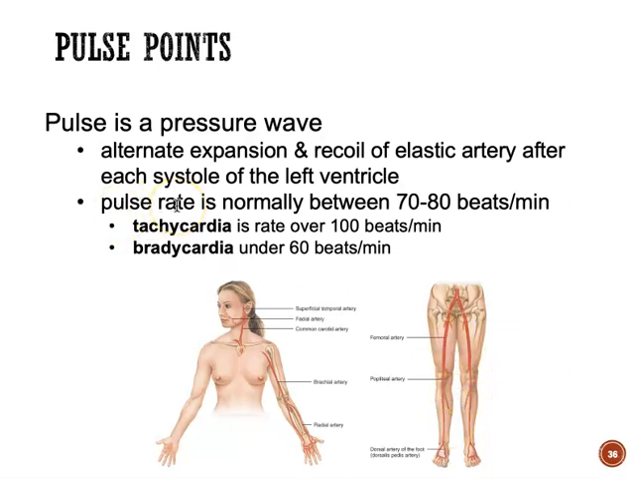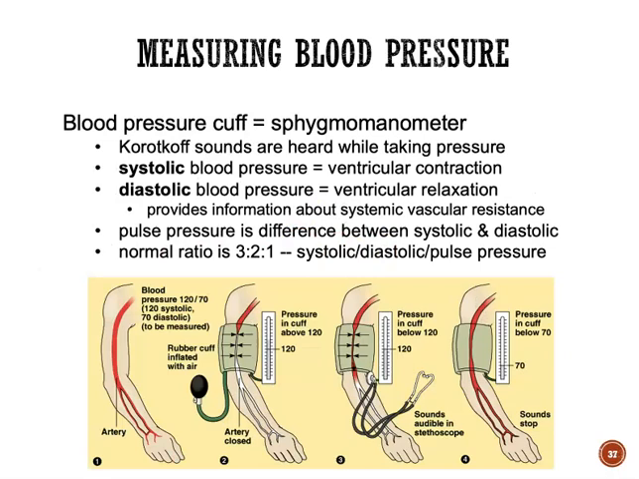And your pulse rate is normally somewhere resting 70 to 80 beats per minute. Some athletes may have that lower than others. And here's some definitions for you. Tachycardia is defined as over 100 beats per minute, and then bradycardia is under 60 beats per minute. And then you are familiar with your blood pressure cuff, the sphygmomanometer.